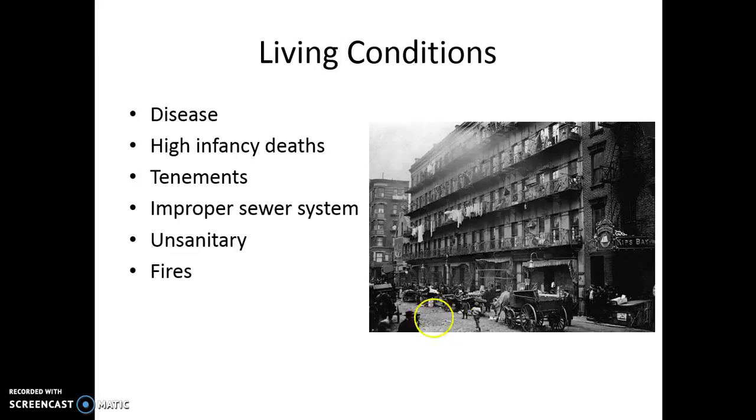And so they create these crowded tenements, which are apartment buildings where dozens of families can live in very small spaces. They have an improper sewage system, so there's a lot of human waste in the streets, making it very unsanitary. And fires are a problem because there are no building codes. Things are all made of wood, so if one building catches fire, it's so close to the other that the fire will spread quite quickly.